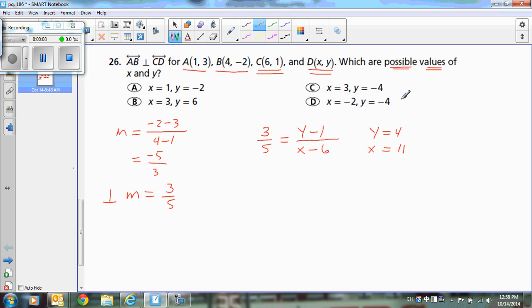So it says which are the possible values. Let's think of this another way. What if we did the problem like this? The slope of line CD is 3/5. Let's take the difference in y's and the difference in x's the other way: 1 minus y on top and 6 minus x on the bottom. I'm going to leave it up to you to solve those two equations. You might want to write 3 is equal to 1 minus y and solve that equation. And then for the bottom, write 5 is equal to 6 minus x. Solve those two equations and see if you can find an answer choice up here.